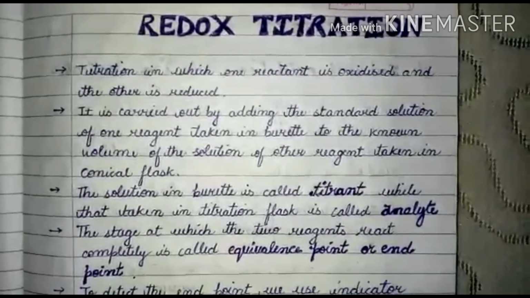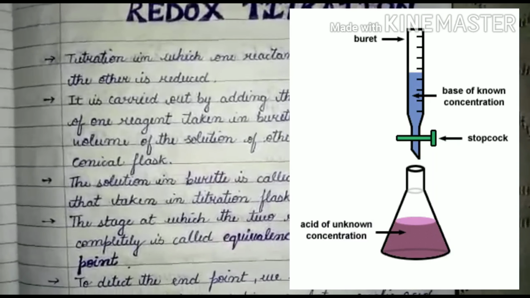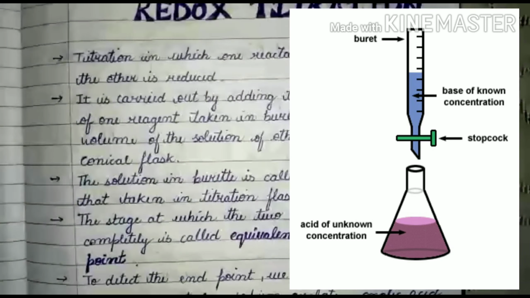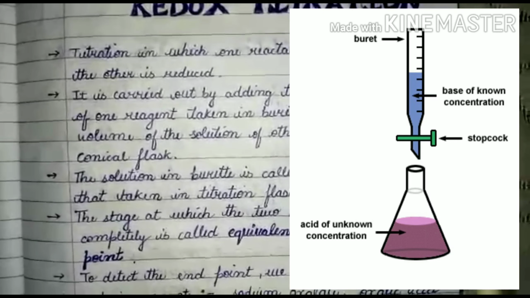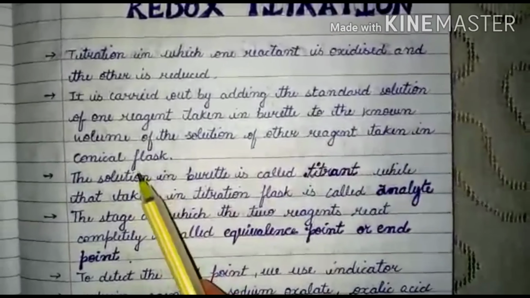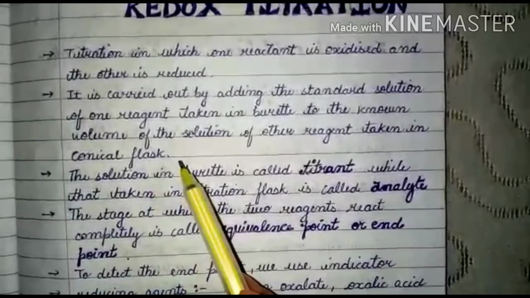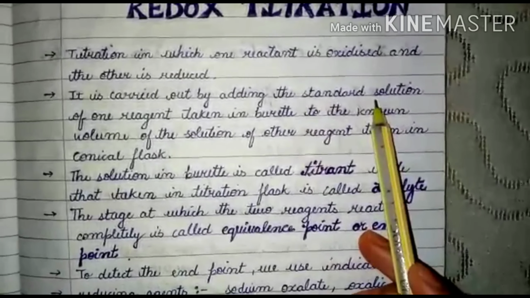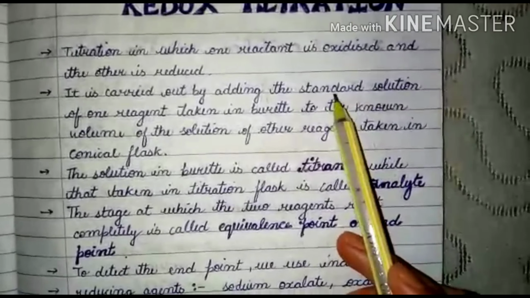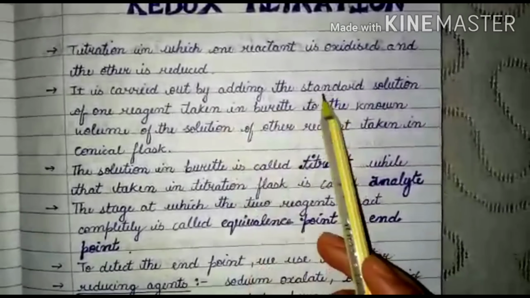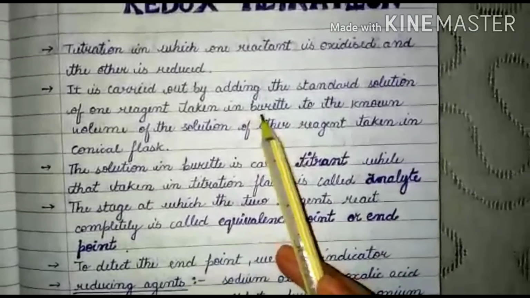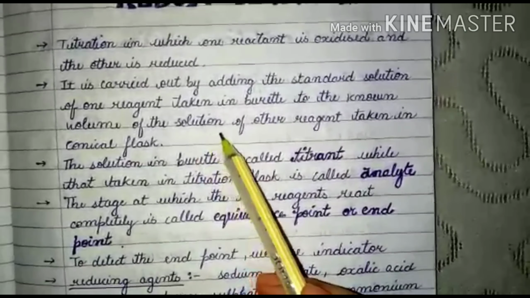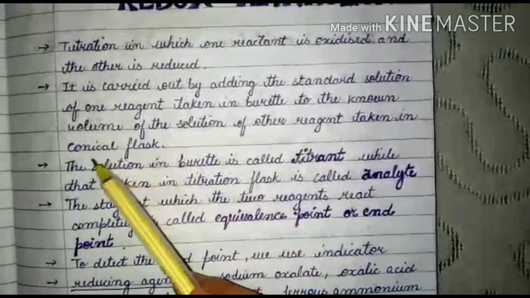Okay, so how is it carried out? It is carried out by adding the standard solution of one reagent taken in a burette to a known volume of the solution of the other reagent taken in a conical flask. So how will we do the titration? First we have the standard solution. Standard solutions are those solutions whose concentration is known, and that standard solution is taken in the burette.